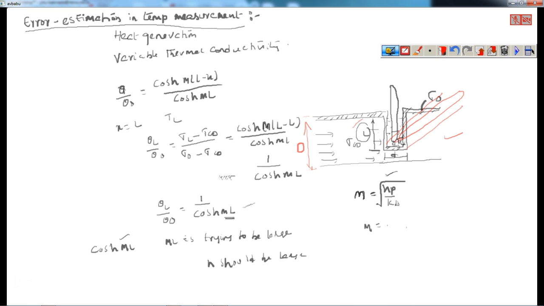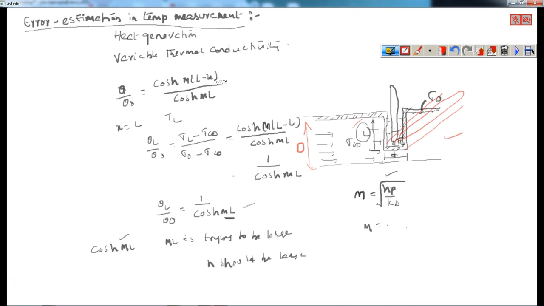So you can make use of this formula for the error in temperature measurement. The temperature measured by the thermometer can be estimated by fin theory. What is the fin theory? If the fin is assumed to have an insulated tip end, then the temperature distribution is theta equals theta 0 cosh m(L minus x) by cosh mL.